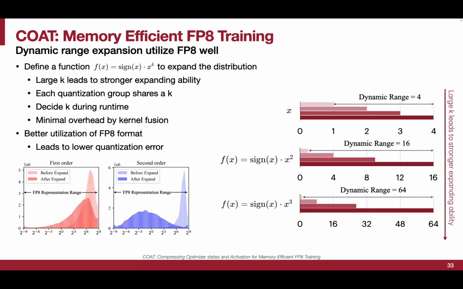And as a result, this is the original. The red part is the first order momentum. The blue part is the second order momentum. The shallow red is before the expansion, and the solid red is after the expansion. You can see after the expansion, you can better utilize the dynamic range.